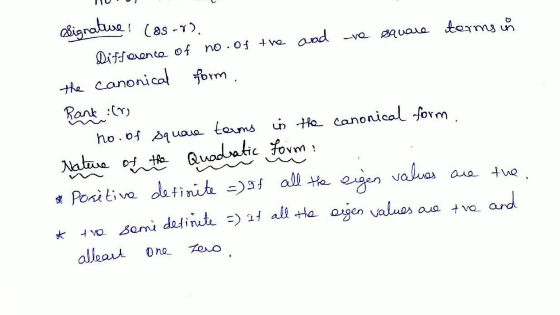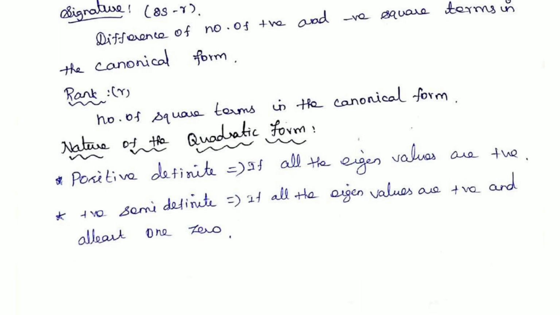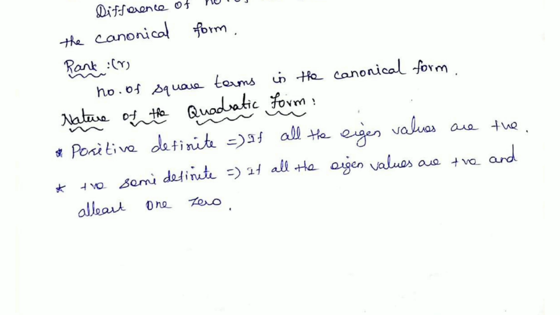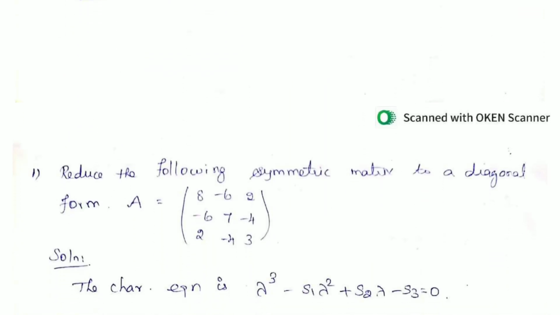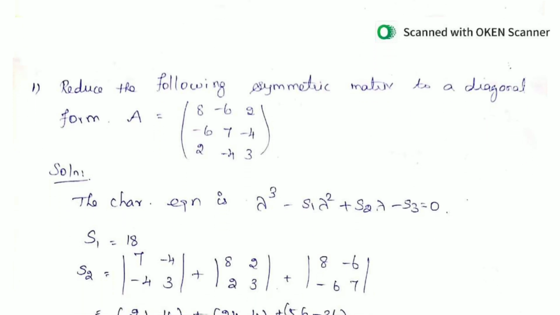How to find the nature? Nature has different types. Positive definite means all eigenvalues are positive. Negative definite means all the eigenvalues are negative. Positive semi-definite means all eigenvalues are positive and at least one is zero. These are the things.